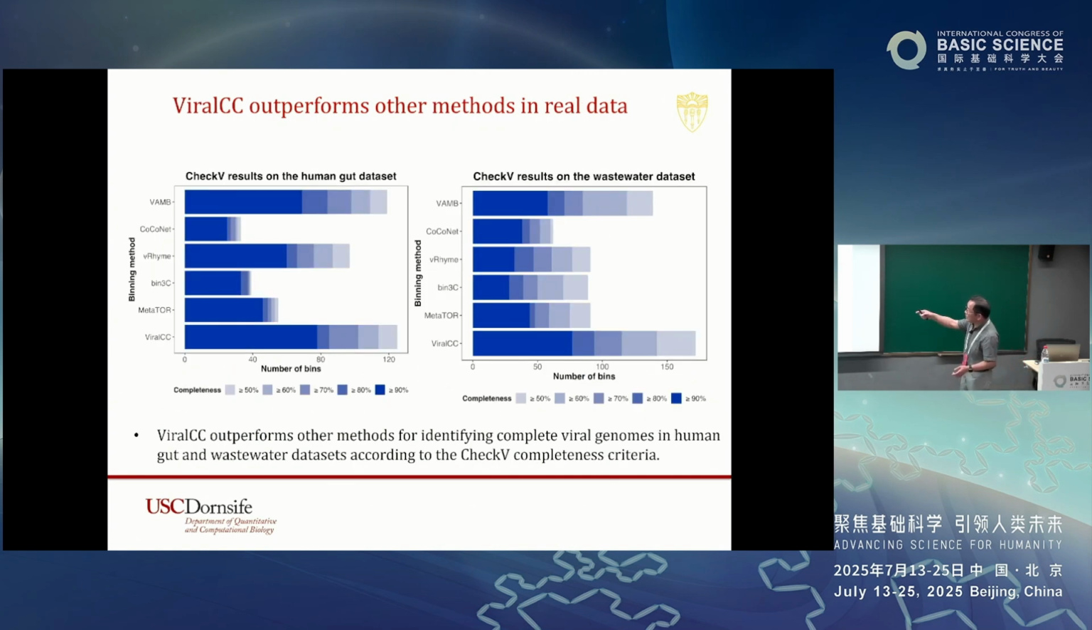And for this one, these are the real data. And then we get how many of them are complete, and so these are 90% complete, and then the different colors get used, and this one is like 80%. And then this is our method. You can see here, for this real data, we can get more complete viral contigs than the other methods available.